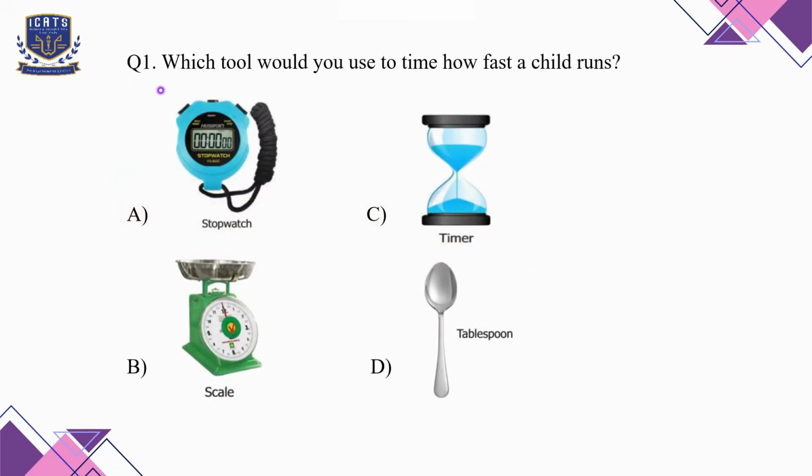Question number 1. Which tool would you use to time how fast a child runs? Option A, stopwatch. Option B, scale. Option C, a timer. And option D is a tablespoon.